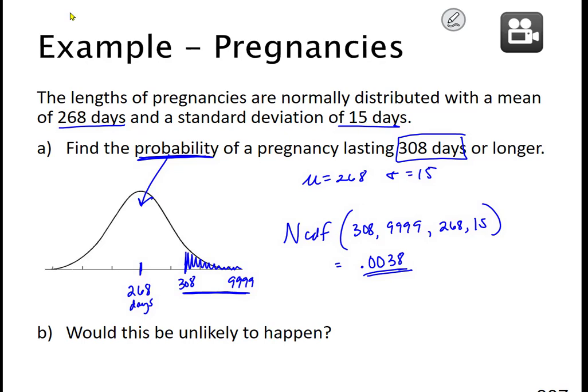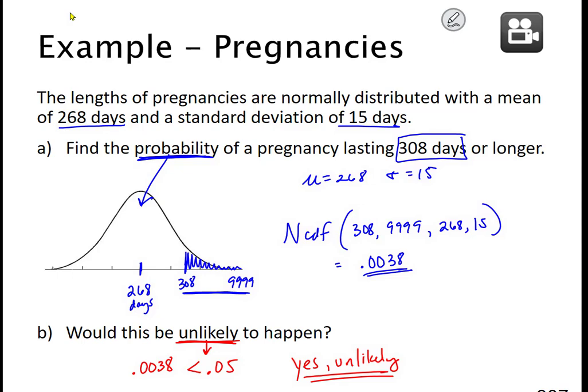But remember, the probability of 0 means it cannot happen. And this is really, really small. So while it could still happen, part B says, is it unlikely? And back in chapter 4, we learned that unlikely has a specific definition of anything less than 5% or 0.05. So since 0.0038 is definitely less than 0.05, we would say yes, this is unlikely to happen.